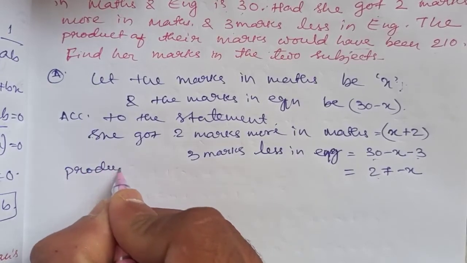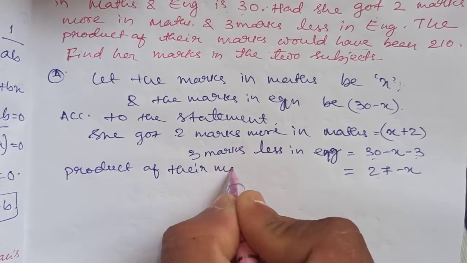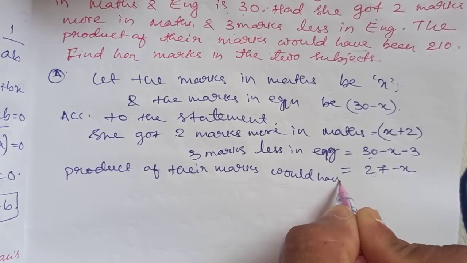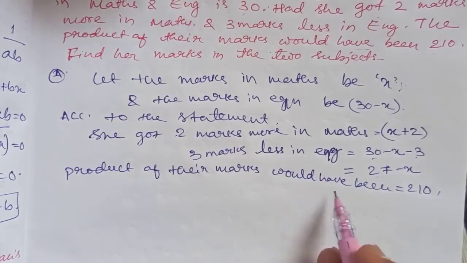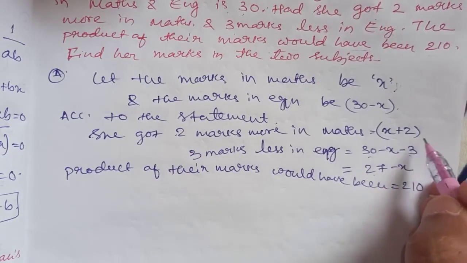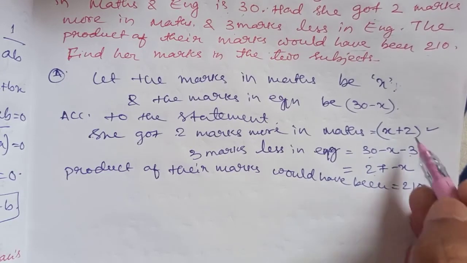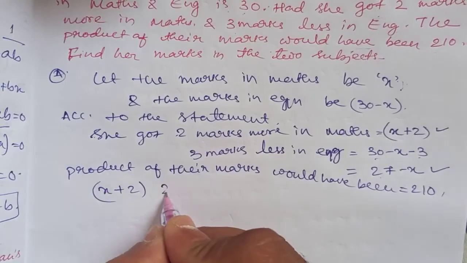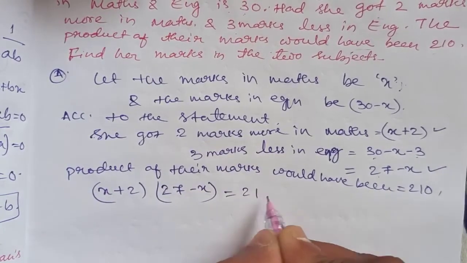The product of their marks is 210. So what are the marks which we will multiply? x plus 2 and 27 minus x. These are her marks. x plus 2 into 27 minus x, product means multiplication, equals 210.